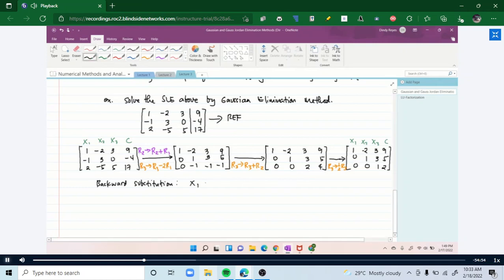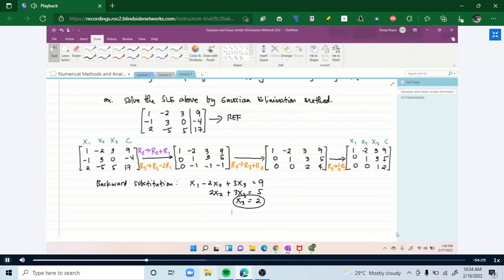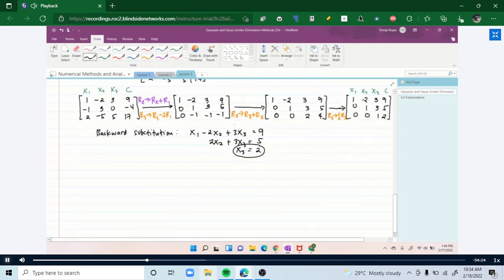So you have 1 x sub 1 minus 2 x sub 2 plus 3x sub 3 equals the constant 9. And then for the second row, you have 2x sub 2 plus 3x sub 3 equals 5. And then for the last row, you have x sub 3 equals 2. So from the last row, you get the value of x sub 3, which is 2. And then by backward substitution, you have to substitute the value of x sub 3. So let's call this equation 1, and this is equation 2.